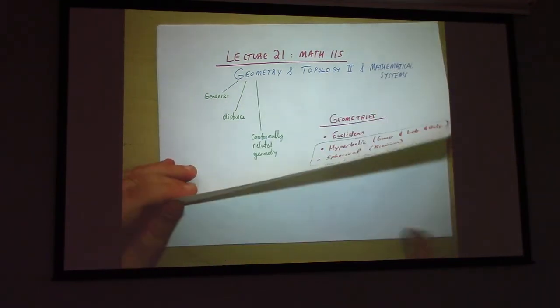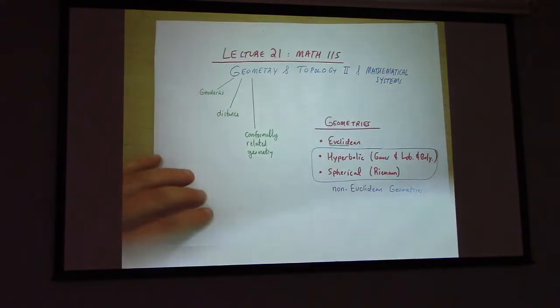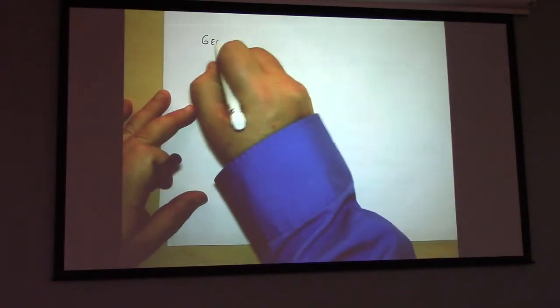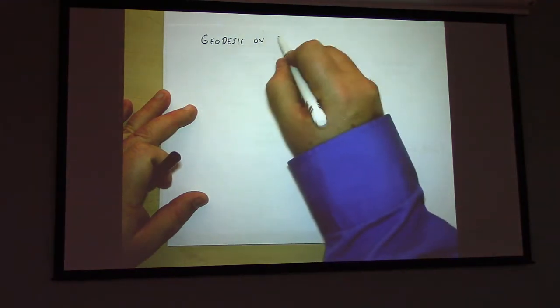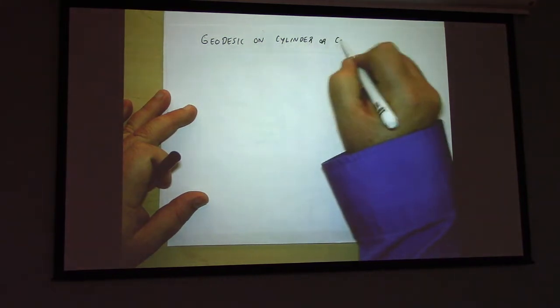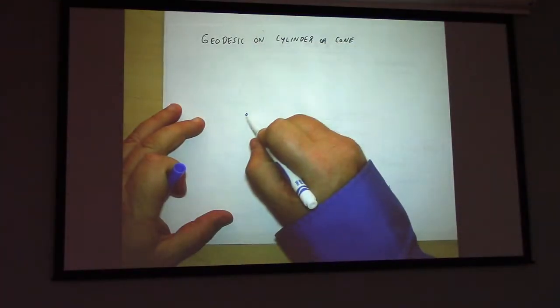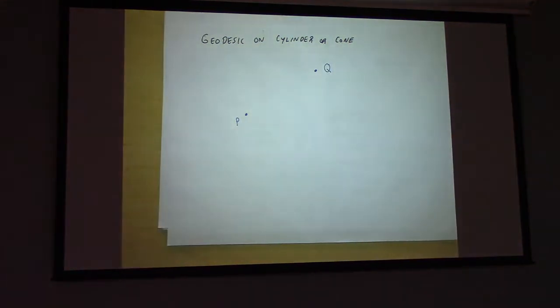I can show you some more geodesics, so let's look at some more examples of geodesics. So let's talk about geodesics on a cylinder or cone. All right, so watch this. If I take this point here and this point here, let's say P and Q, and I connect those points, yeah?